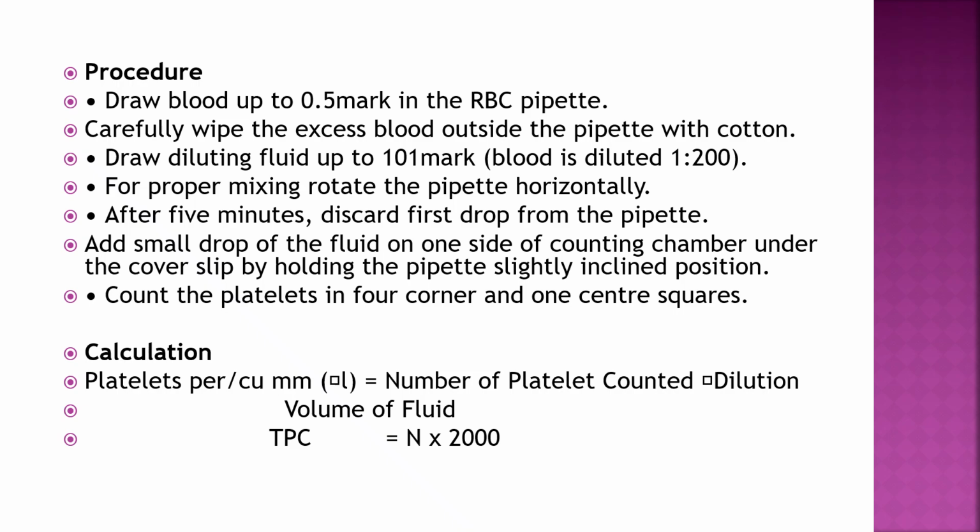Procedure in short: take blood up to the 0.5 mark in the RBC pipette, and then take platelet diluting fluid up to the 101 mark, then mix, discard a few drops, load the chamber and count the platelets. Counting of platelets is done in the central RBC or platelet counting square. The 4 corner squares and the central 1 square are counted, or you can count all the squares, and the formula is: total platelet count is equal to n into 2000.